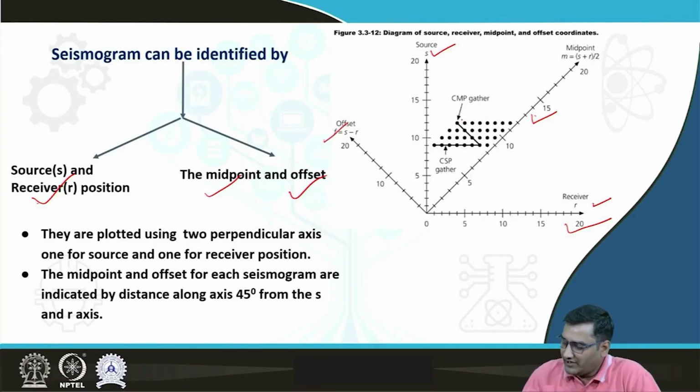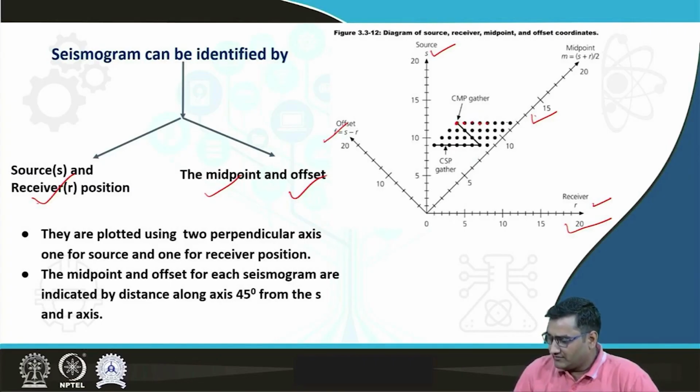So if you want to identify a particular point, these are all the midpoints, or you can say these are the common midpoint gather, because the common midpoint gather scheme is very important in the oil and gas industry, and the application of this kind of gather is vast in the field of oil and gas exploration. So we are going to gather all these points.